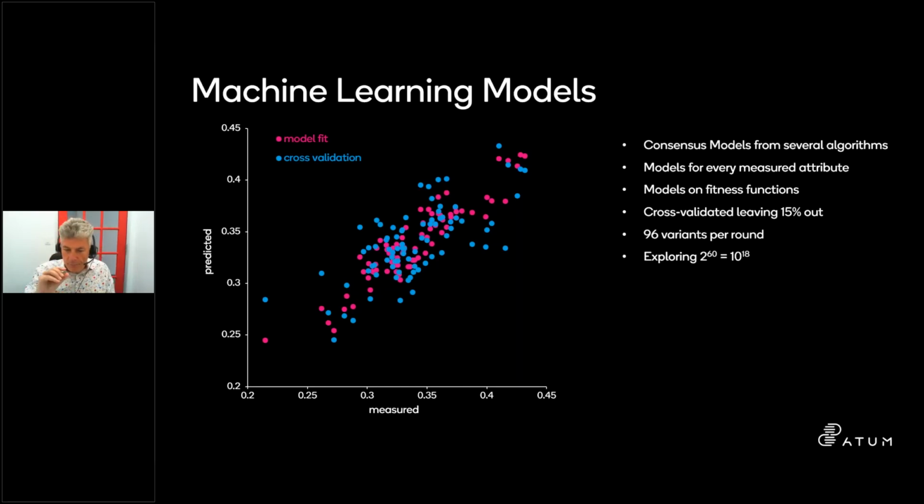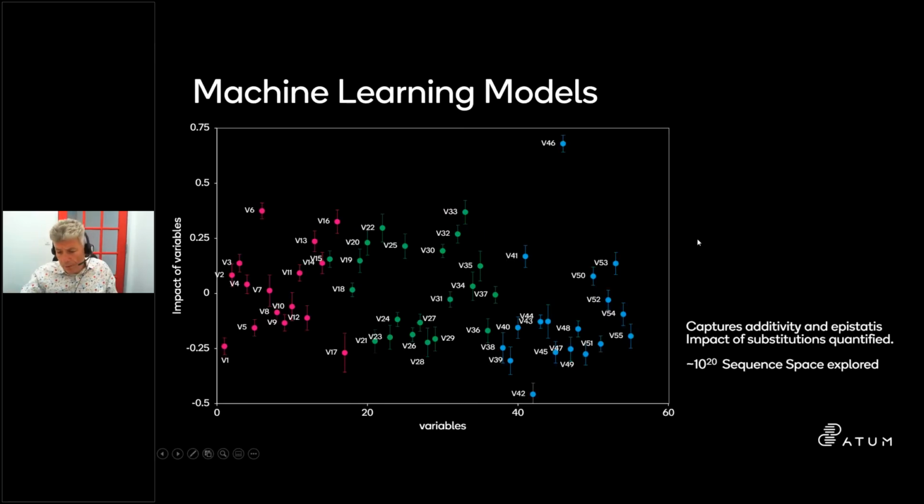In this case, we have 60 substitutions along the antibody. We have two options, either the wild type or the substitution. So that space is very, very large. It's 10 to the 18.